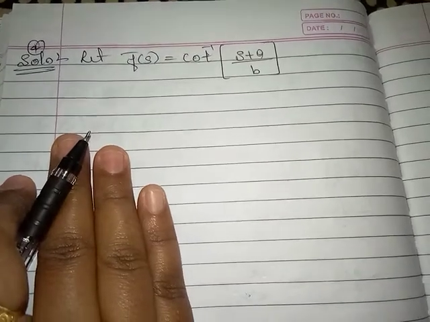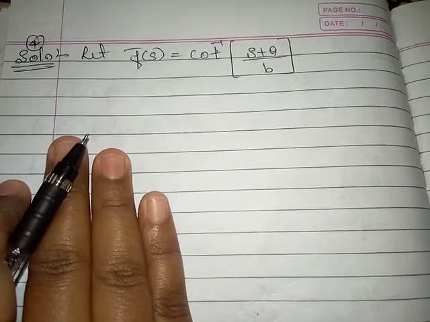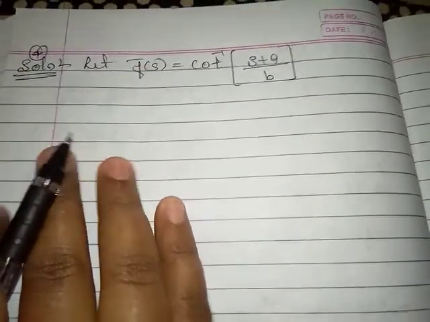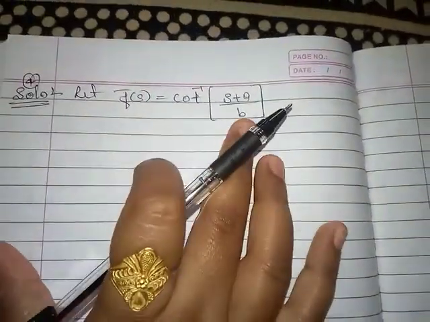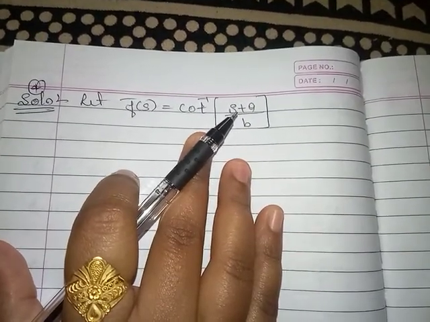This is a continuation of the previous video. In that video I explained three examples, and this is the solution of the fourth one. Given is f bar of s equal to cot inverse of (s plus a) divided by b. Here a logarithmic function is not given.